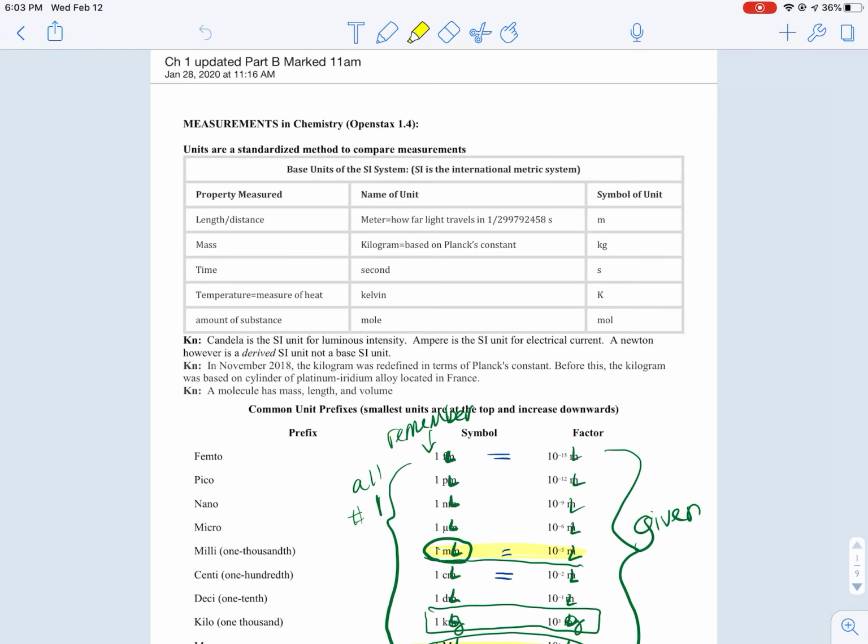applying the metric system to measurements. So you need to make sure that you know that we use a meter for length, we use a kilogram for mass, seconds is time, Kelvin is a temperature, and a mole is an amount of a substance.